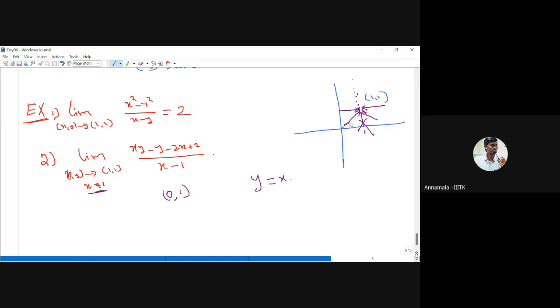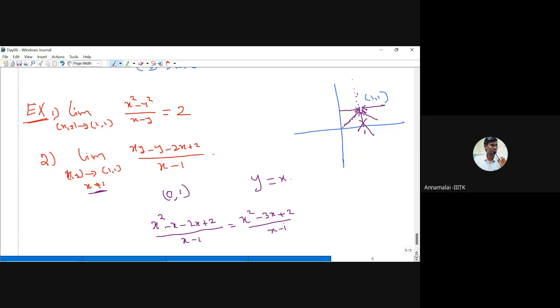We approach towards this point, right? Because the y equal to x line passes through the point 1, 1. So along the path y equal to x, what happened? The given function is f of x comma y. If we substitute x equal to y, what will we get? x square minus x minus 2x plus 2, divided by x minus 1. Now this is x square minus 3x plus 2 by x minus 1.